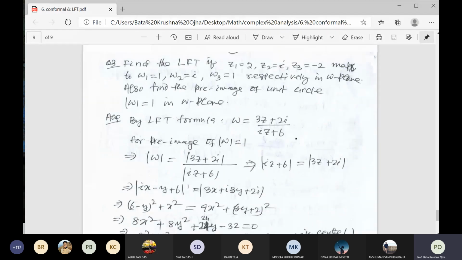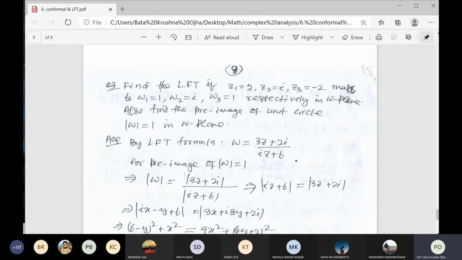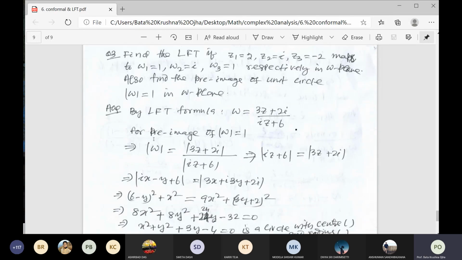So the last questions I have given you. Find the LFT, that is, 3 points map to 3 points respectively in the W plane. And another question I have added: also find the pre-image of the unit circle mod W equal to 1 in the Z plane. Previously we only found the LFT. Another is to find the LFT as well as the pre-image in the Z plane. To find the mapping, W equal to 3Z plus 2i by this, you have to use the cross ratio formula or the simplification formula.